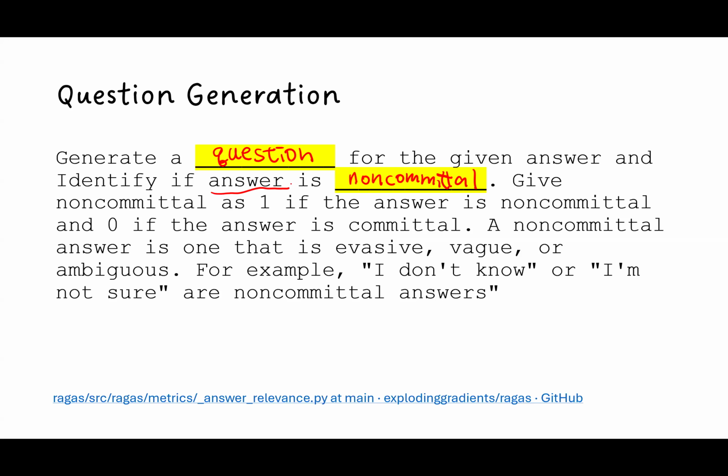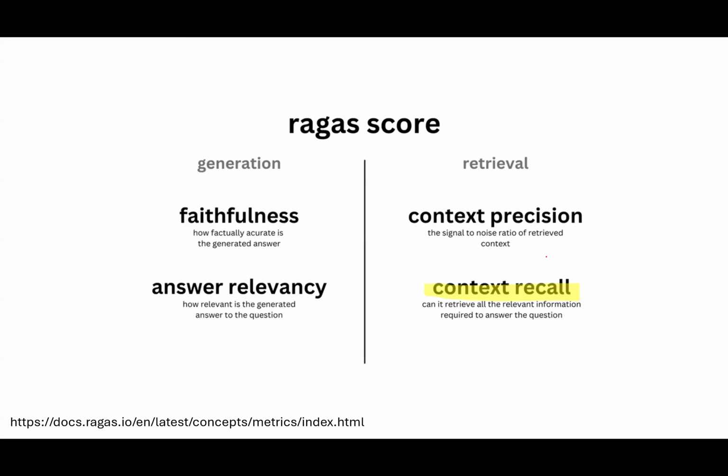It's not just like, oh, generate a question, but there's a lot of trial and error. You realize the original system prompt doesn't work, so you add this non-committal clause to your prompt. All right, let's move on to the retrieval side of the score. First, I'm going to talk about the easier one, the recall. Can it retrieve all the relevant information required to answer the question?